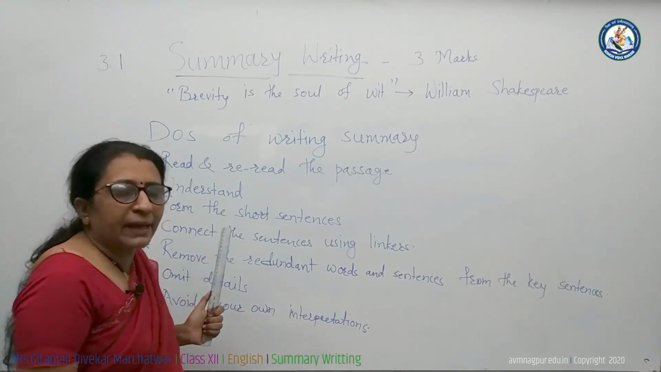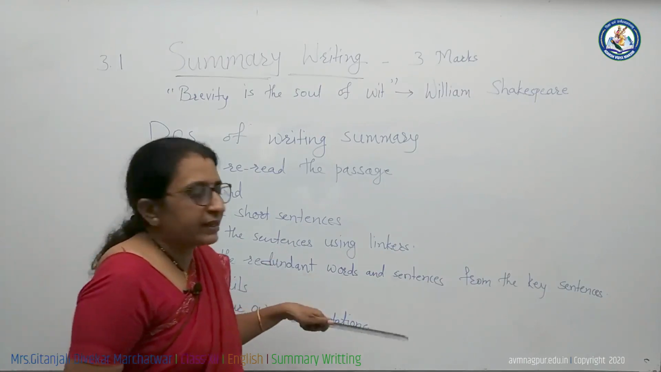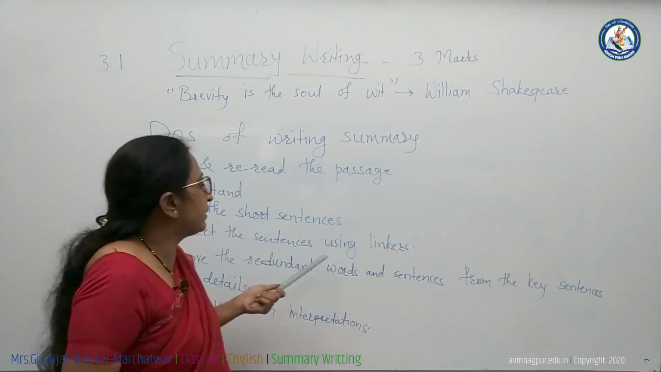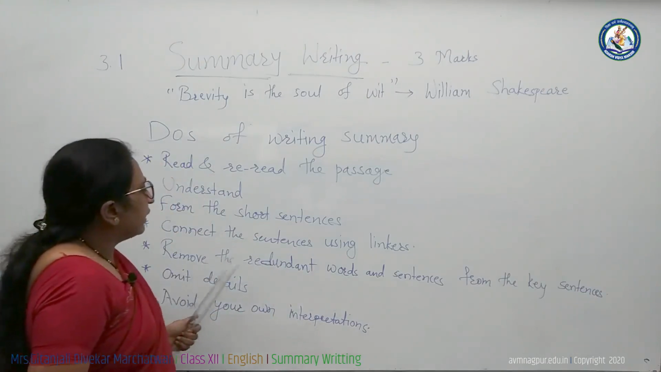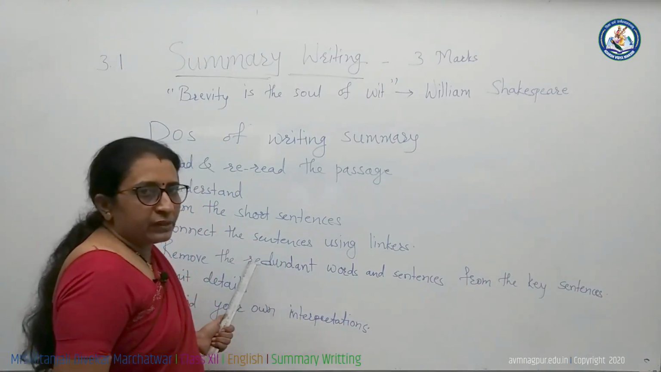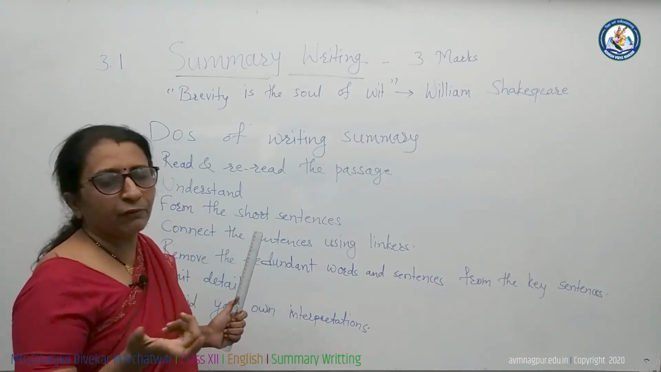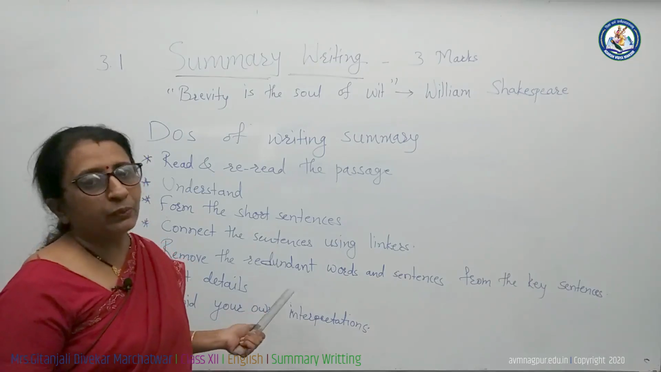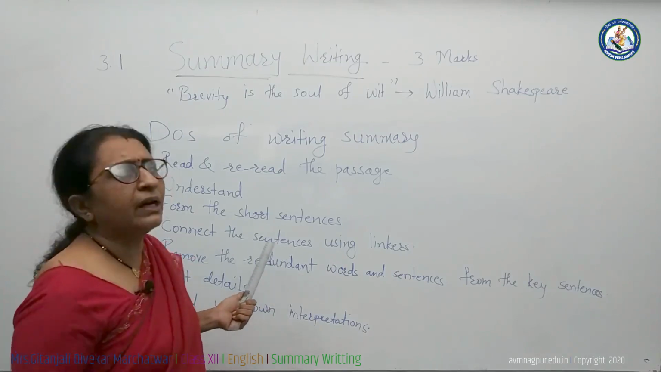You can avoid some extra words and you can connect your previous sentence with the next sentence by using some linkers. So linkers can be used to maintain the connectivity of the theme and remove the redundant words and sentences from the key sentences. First, you have decided what the key sentences in the whole passage are, for giving the central idea of that passage. So whatever is redundant, you should remove it. Redundant means which is not essential, which can be avoided.